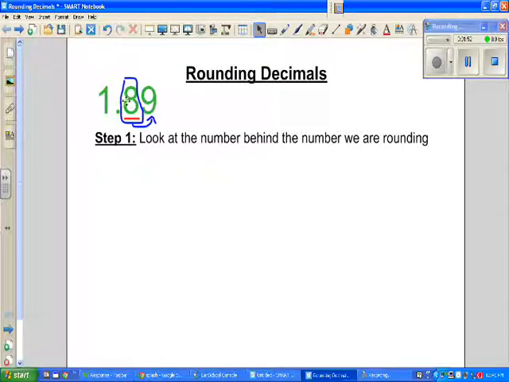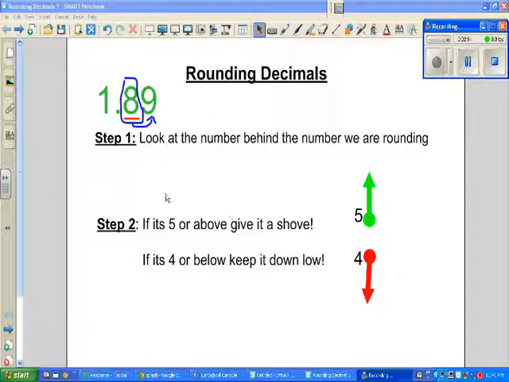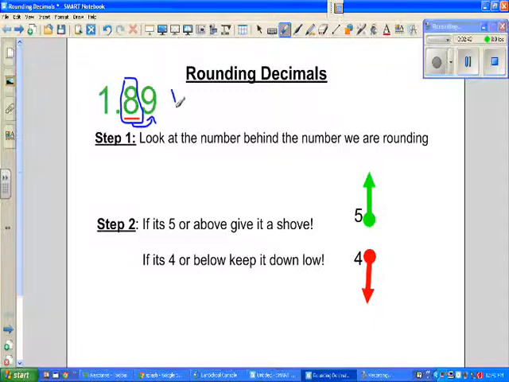So if we first find the number we're rounding, and then we look at the number behind, and then here's a nice little rhyme that will help you know how to do this. Step 2, if it's 5 or above, give it a shove. If it's 4 or below, keep it down low. Now what that means is we look at the number behind it. If that number is 5 or above, we're going to give the number that we're focusing on a shove, and it's going to go up. So 9 is 5 or above, so this 8 is going to get a shove, and it's going to become a 9. Then we get rid of everything behind it, which gives us 1.9.